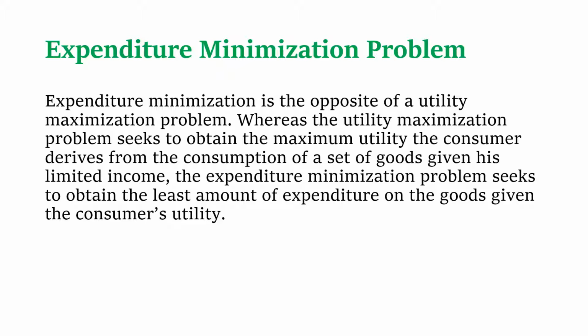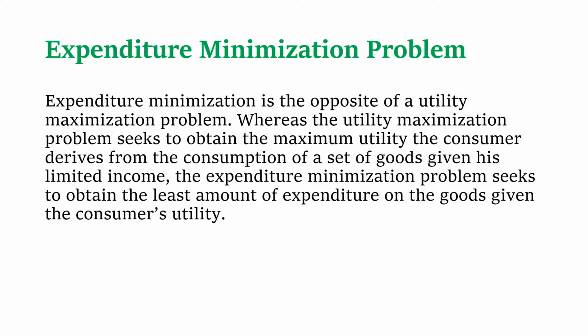So, in the expenditure minimization problem, there are three elements. You have the objective function, you have the constraint, and then the non-negativity restrictions. Remember, all the goods that are consumed are positive goods. The consumer consumes a positive amount of the goods and not a negative amount of the goods. So when you try to write down the expenditure minimization problem, make sure that the objective function has the expenditure on the goods.